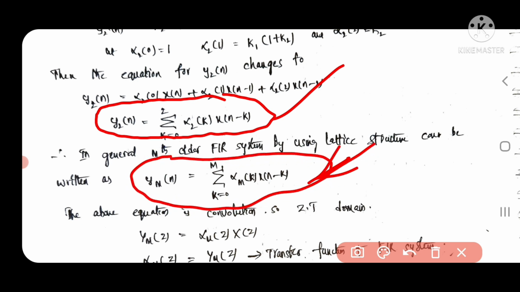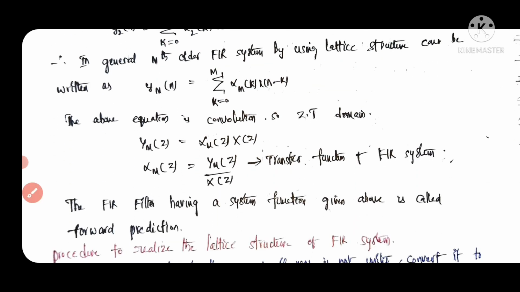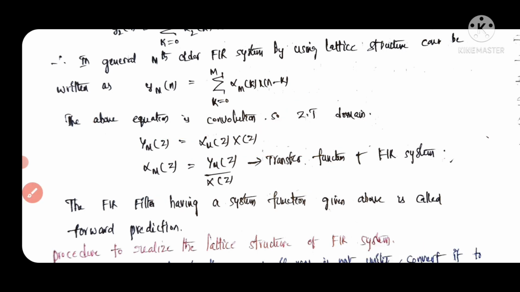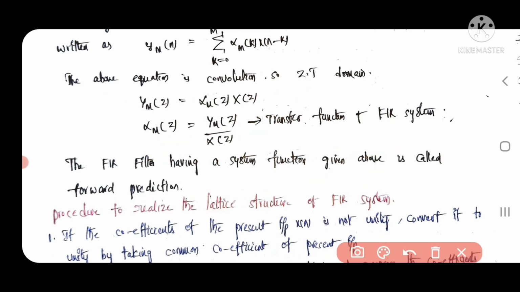Therefore this equation looks like a convolution equation. By using that, we can apply the z transform to the above equation. We get Ym of z is equal to alpha m of z into X of z. Therefore Ym of z by X of z is equal to alpha m of z, which is equal to the transfer function of the FIR system. It is very very important guys, the transfer function of the FIR system.